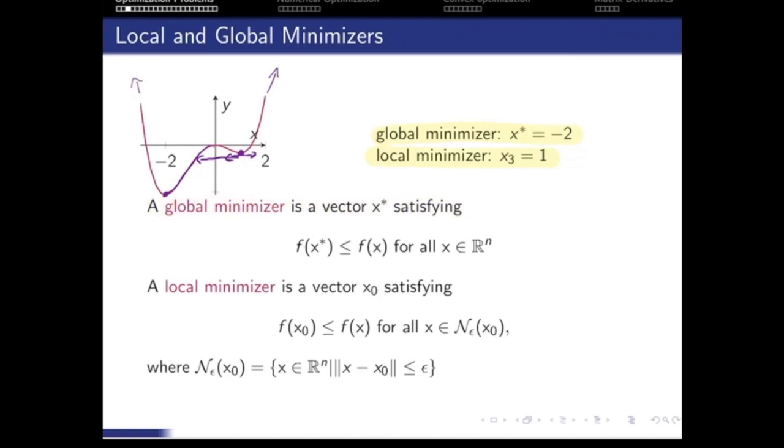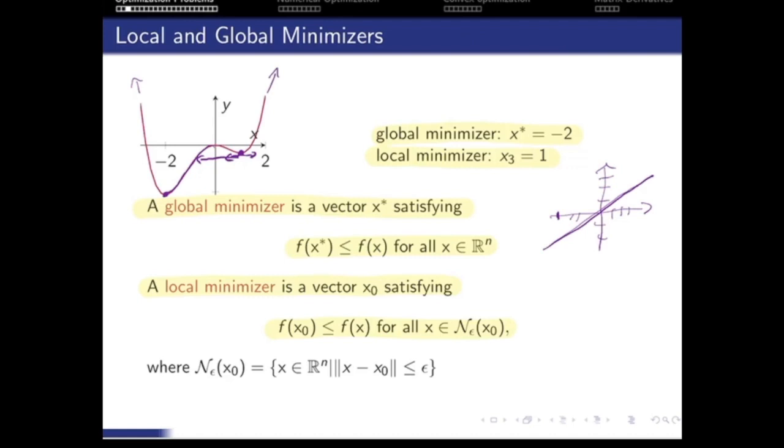For notation, we have here a global minimizer, which is a vector x star, the point at which the function attains its smallest function value. Note that a global minimizer does not always exist. For example, just take a linear function: there is not one point at which the lowest function value is attained. A local minimizer is a vector which is minimizing the function value within a neighborhood.